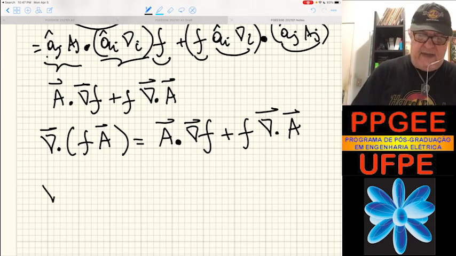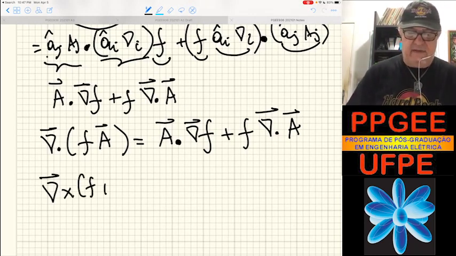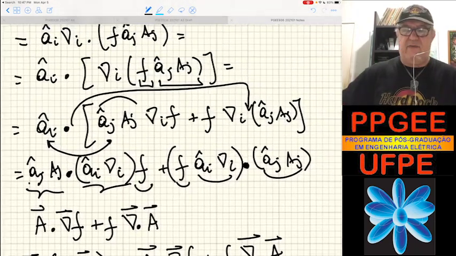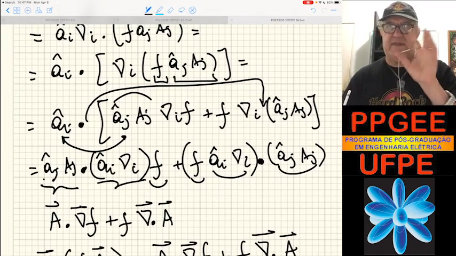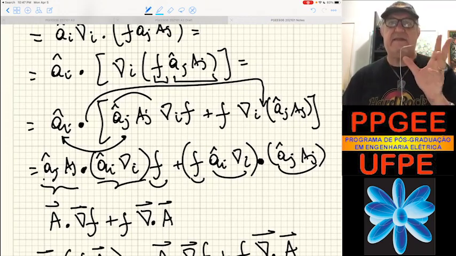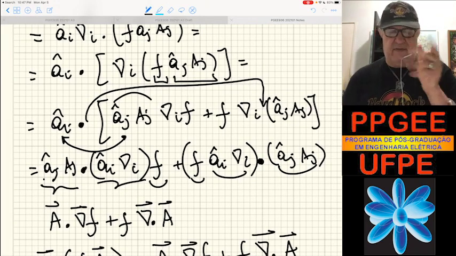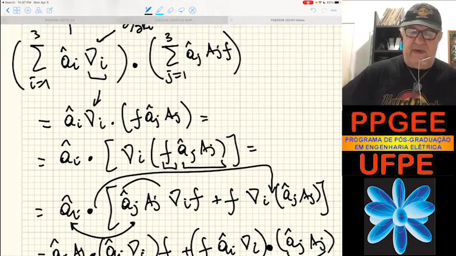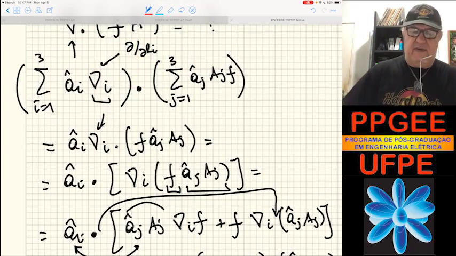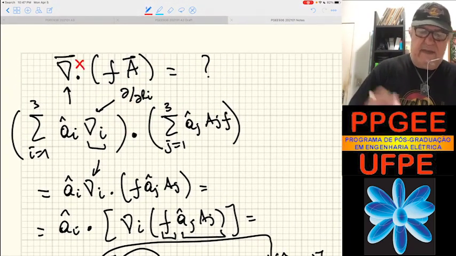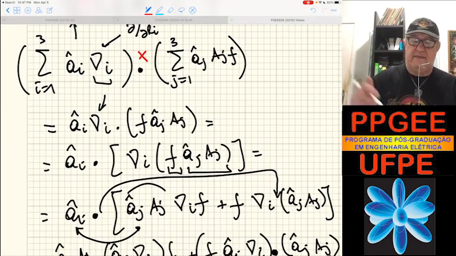In the same way, you can do the cross product, the curl of fA. Now I have to go back and see what we cannot do in commuting the positions of the elements here, because the vector product, the cross product, doesn't commute, right? So let's go back and review it. Let's do it now with the cross instead of the dot. So we're going to do this thing here, right? Nabla cross fA. That's what we have here, right?